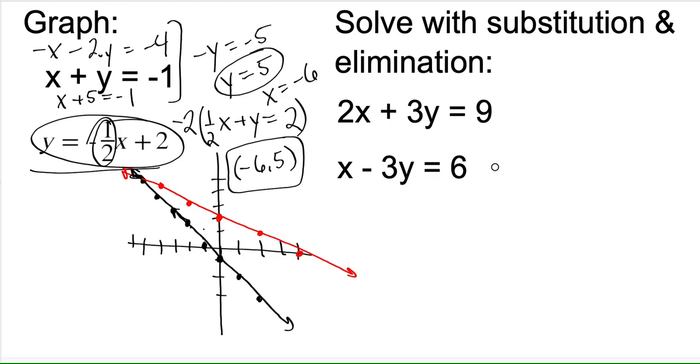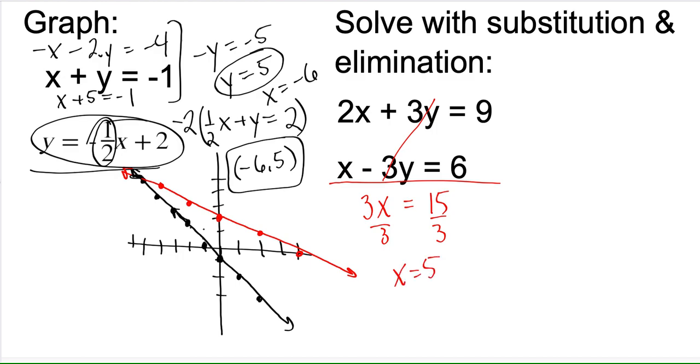Okay, so over on the right here, we're going to do elimination first, and then I'll show you substitution. These are already opposites. The y's are already opposites, so we don't have to do anything here except add them. So let's add these two equations together. So 3x, the y's go away. We get 15 on the right. Divide by 3. We get x equals 5.